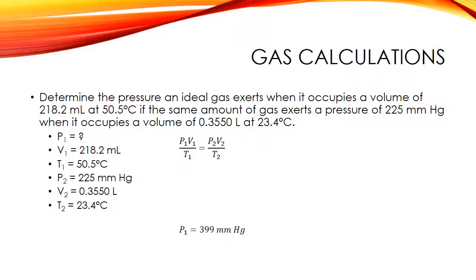P1 V1 over T1 equals P2 V2 over T2. So we're solving for P1, trying to get P1 by itself. So I need to get V1 and T1 to the other side. So you can probably see here we're going to multiply by the reciprocal, so T1 over V1. If I multiply that by that reciprocal, that will give me P1 equals P2 V2 T1 over T2 V1. And now it's just a matter of plugging in some values.